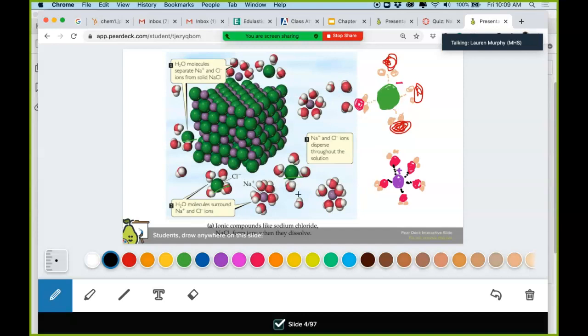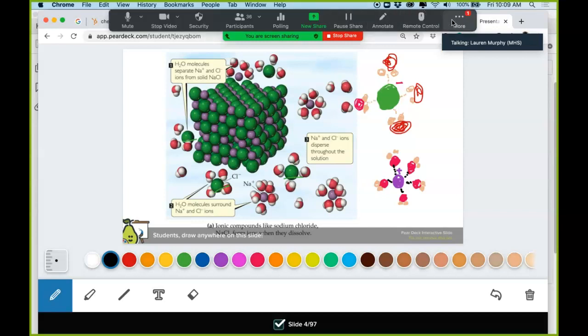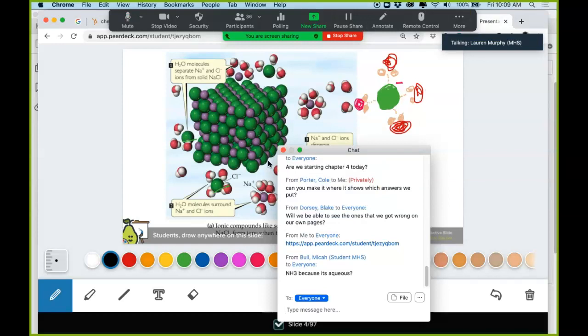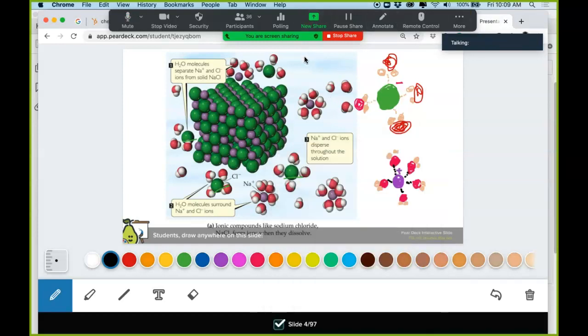Literally, this is showing you how the water goes in and dissolves or breaks apart the salt. You're watching the dissolution of salt, or the dissolving of salt, at the particulate level. Do you have any questions about that? Okay, let's keep going then.